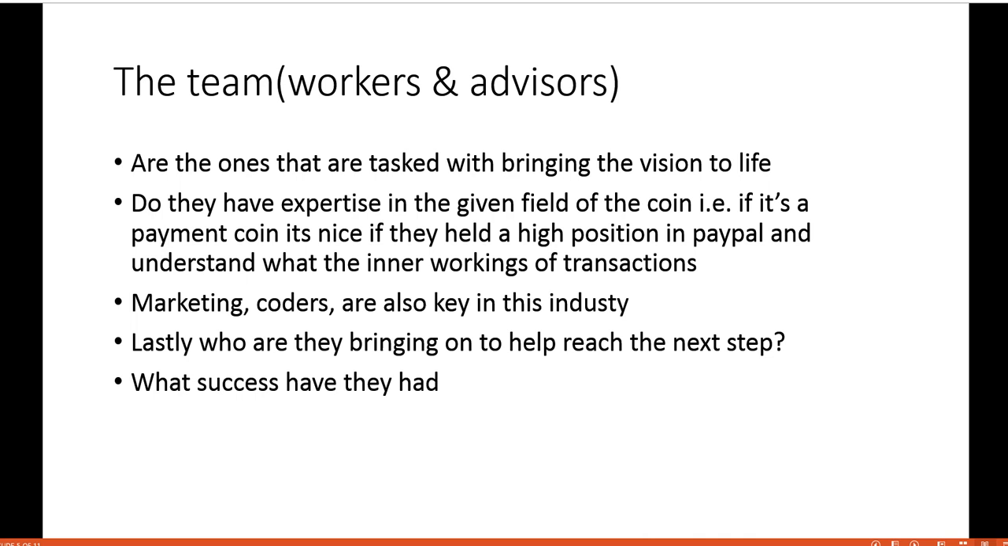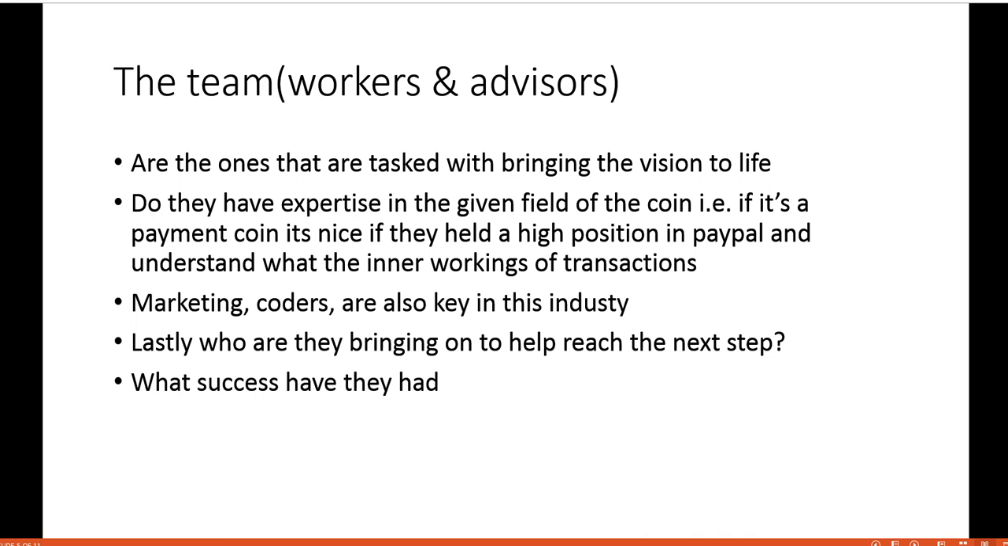It's a 3 to 5 year, 10-year payout for them. And then, do they have the expertise in the given field of the coin? Say it's a payment coin, it would be nice if they had a high position in PayPal, and they understand the inner workings of transactions between peer-to-peer, right? So that's something you want to look at.